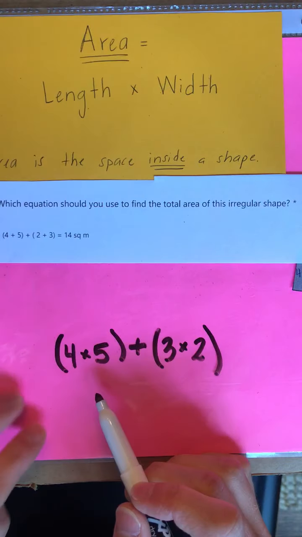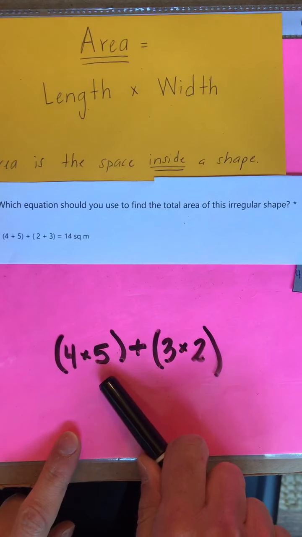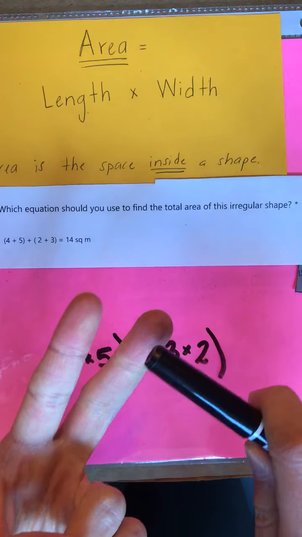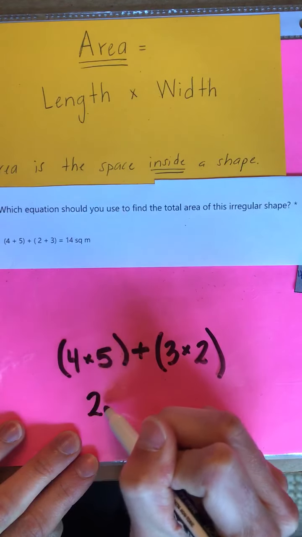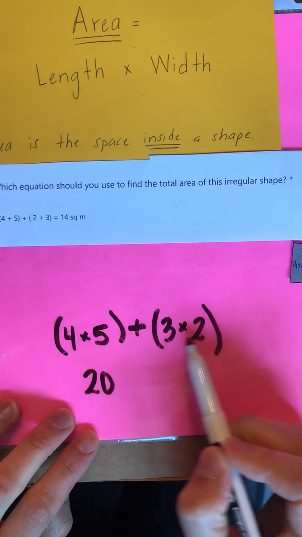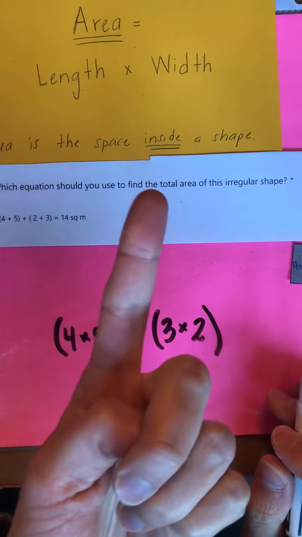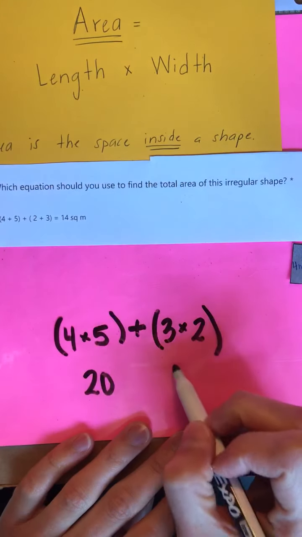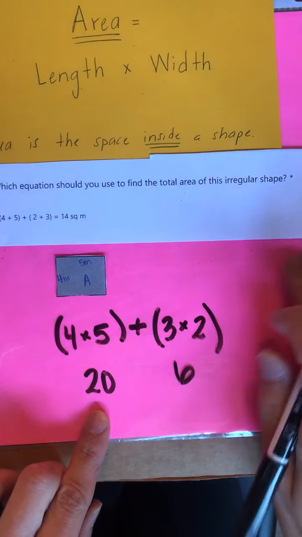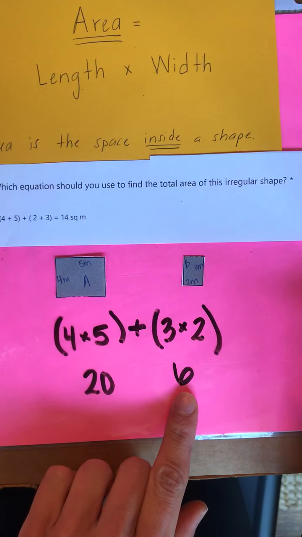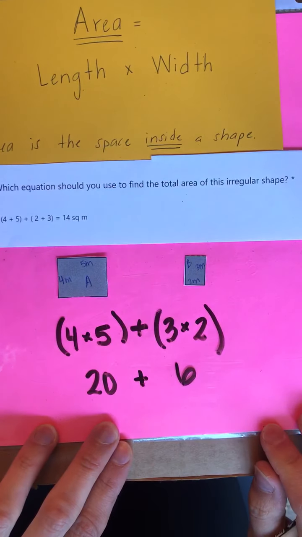So in order to do that, you have to multiply 4 times 5, which, what is 4 times 5? Let's skip count by 5s. 4 times 5, 10, 15, 20. And then 3 times 2. What is 3 times 2? Well, let's count by 2s 3 times. 2, 4, 6. So part of the area of this shape is 20, and part of the area of this shape is 6. So remember, when we have 2 parts, we add them together.